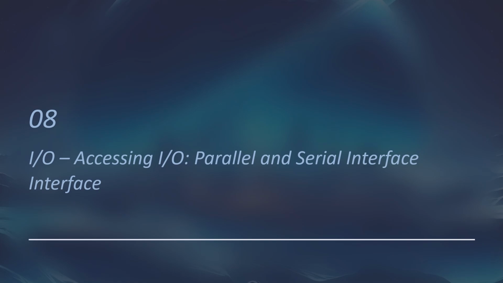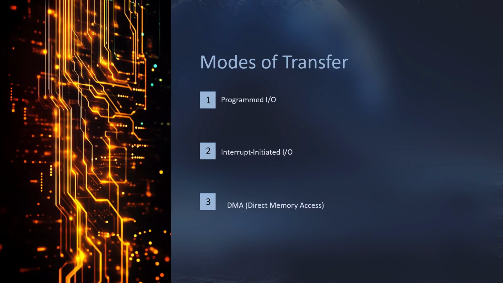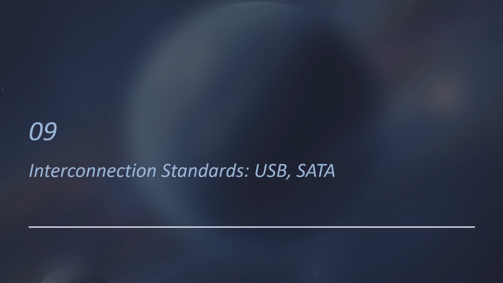I/O accessing, parallel and serial interface. The I/O interface transfers information between internal storage and external devices. Modes of transfer: programmed I/O, interrupt initiated I/O, DMA. These are the advantages and disadvantages. The advantages are standardization, modularity, efficiency, and compatibility. Disadvantages are cost, complexity, compatibility issues, and security risk.